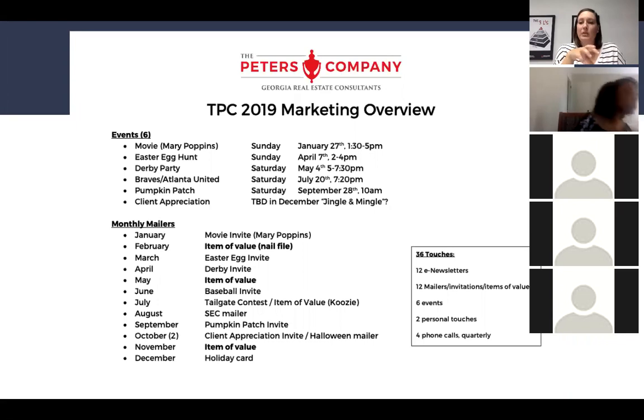And so they have people in this group and they share their ideas, and also the Peters Company is sharing theirs. So here's their marketing overview for 2019. They do a movie, an Easter egg hunt, a derby party, a Braves game, a pumpkin patch event, and then some sort of client appreciation. They do monthly mailers. But do you see how the mailers and the emails and the phone calls correlate with the event? It gives you a reason to have a conversation with somebody.